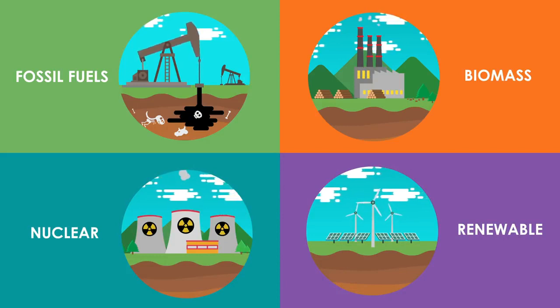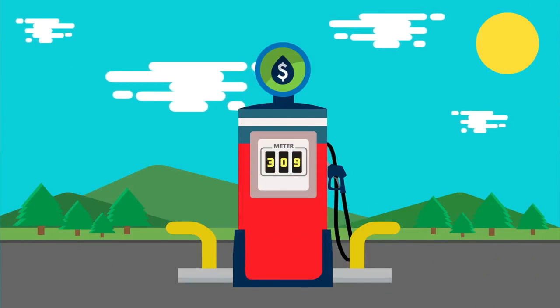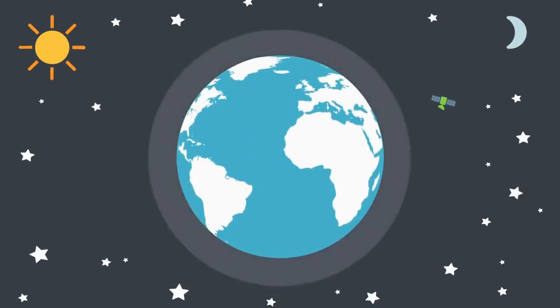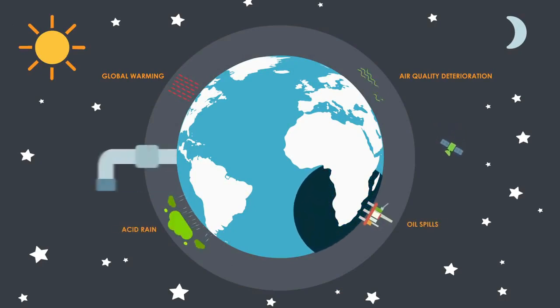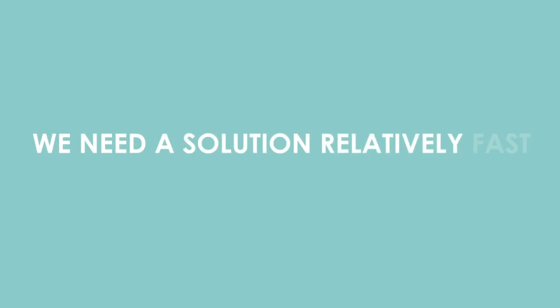But what's the profound difference between them? How they affect our planet? Fossil fuels cost more than what we pay at the pump and impacts our environment in many ways. These impacts include global warming, air quality deterioration, oil spills, and acid rain. It's also projected that fossil fuel resources will be depleted within the next 50 to 100 years. Biomass and nuclear energy also have similar issues. We need a solution relatively fast, and luckily, we have one.